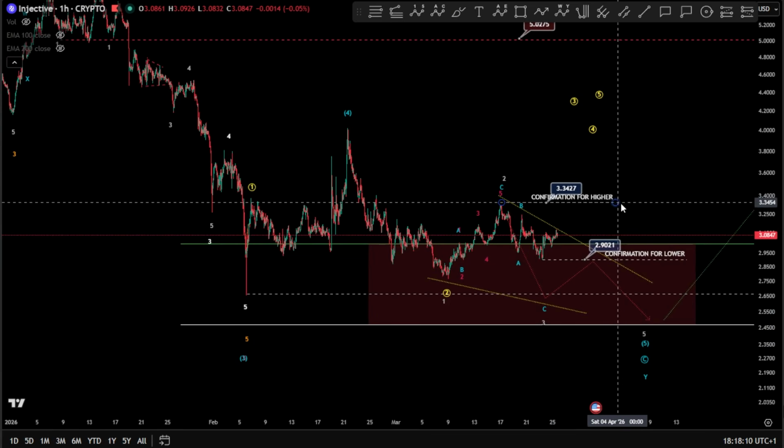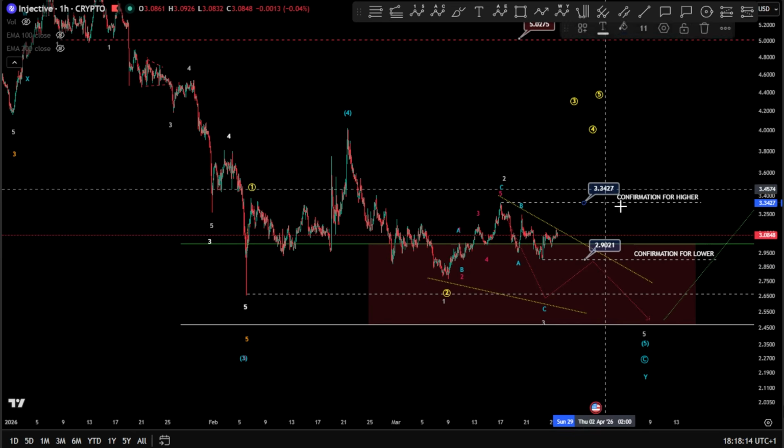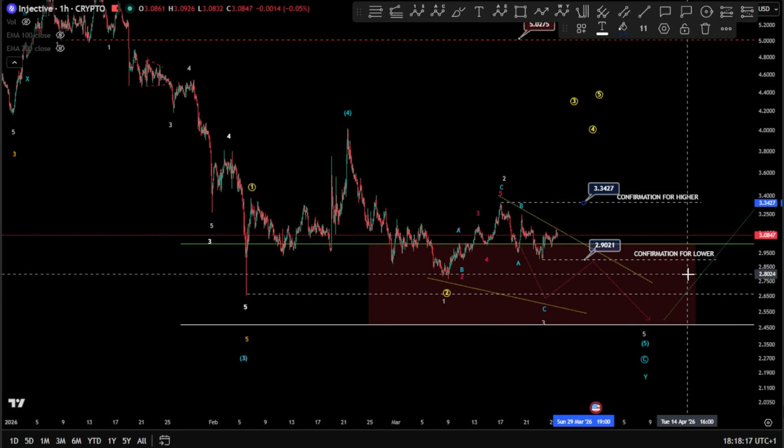Yep, so key level given between bullish and bearish. Of course, we're gonna see what's gonna happen, guys. That was it for FET, Render, and Injective.